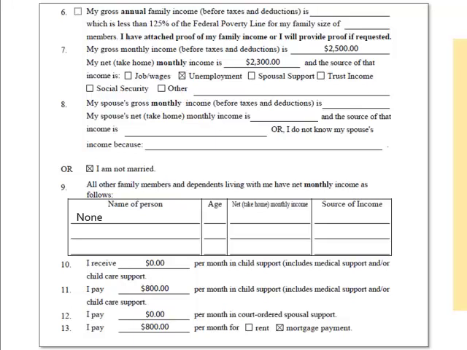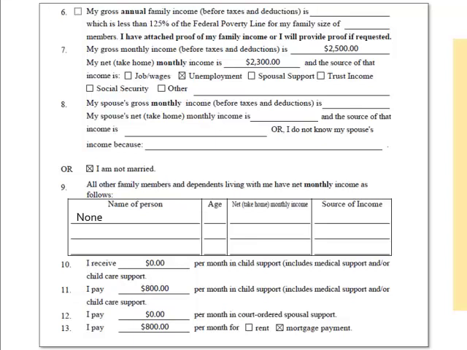For question 7, fill in your gross monthly income, which is before taxes, and your net monthly income, which is after taxes, and select the box for the source of your income. It may be from a job, unemployment, Social Security, etc. If you are married, you must also include your spouse's income or explain why you do not know your spouse's income for question 8. If you are not married, check the box that says, I am not married.